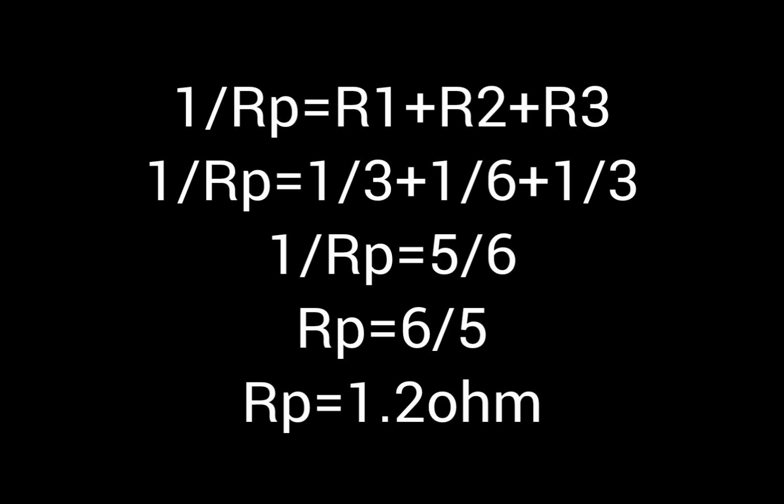We'll get 1 by 3 plus 1 by 6 plus 1 by 3. If you take the LCM for these three, you will get 6 as the LCM. In the numerator, we'll get 5. 1 by Rp is equal to 5 by 6. Then Rp becomes 6 by 5. If you simplify this fraction, you will get 1.2 ohm as the answer.